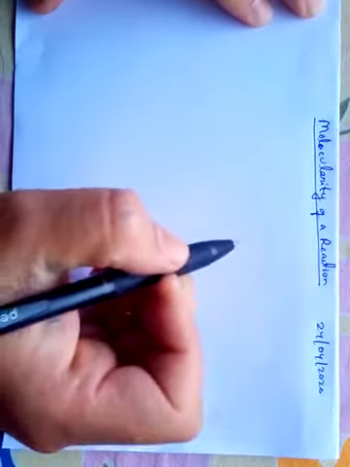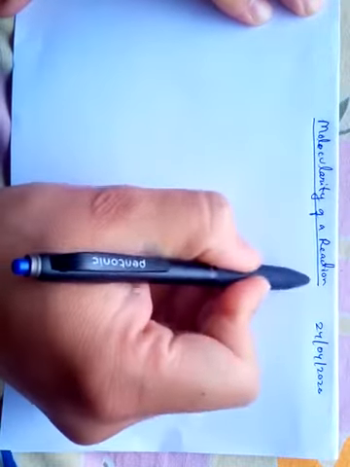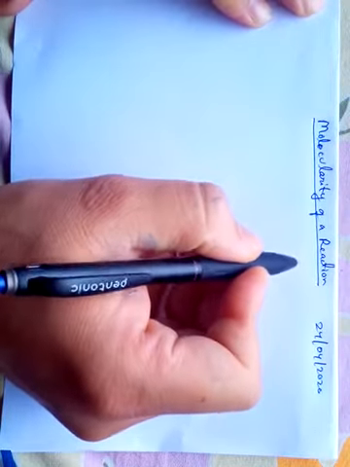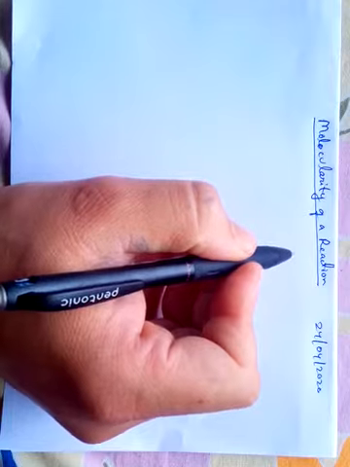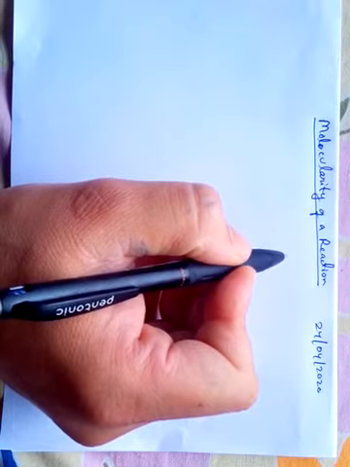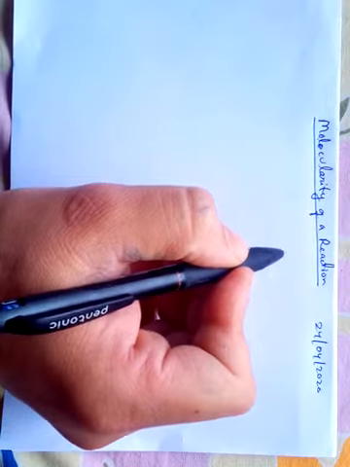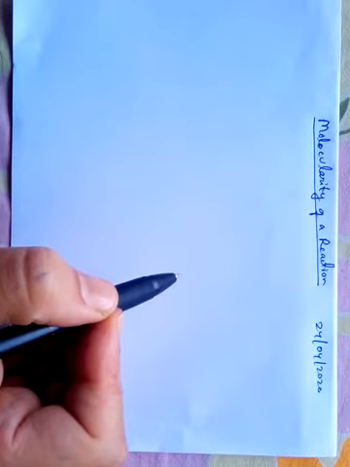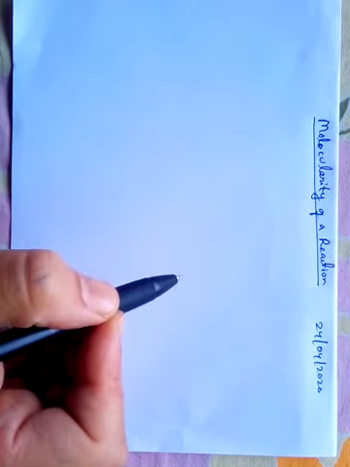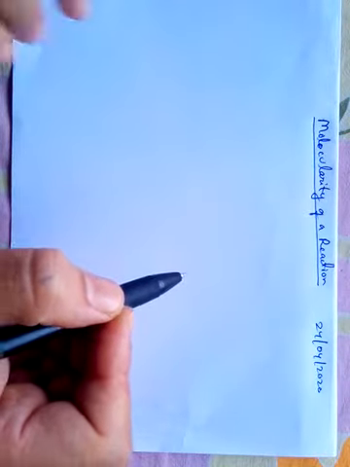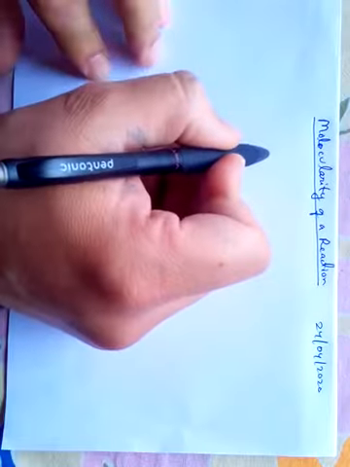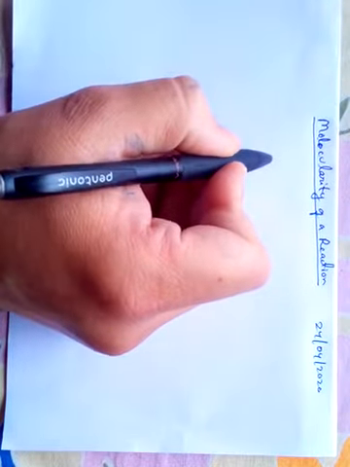Next important topic we have to discuss is the molecularity of a reaction. According to the definition, it is the number of reacting species taking part in an elementary reaction which must collide simultaneously in order to bring about a chemical reaction. So, the number of reacting species that must collide simultaneously.